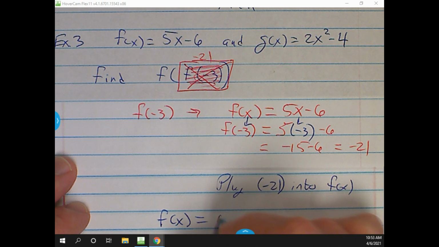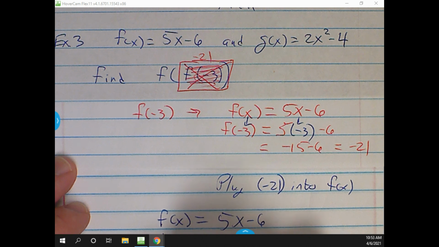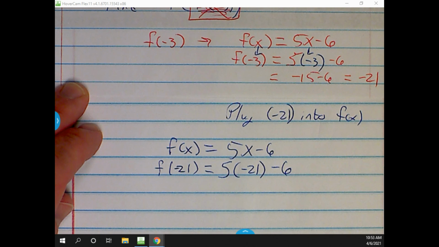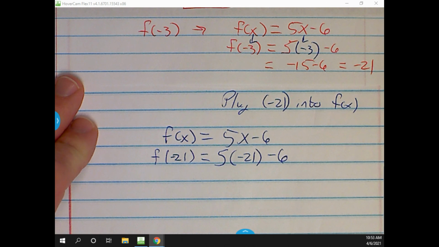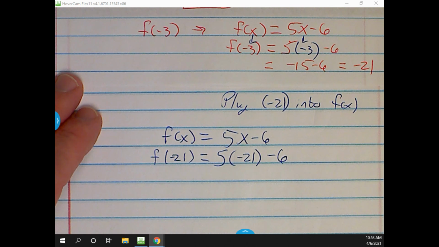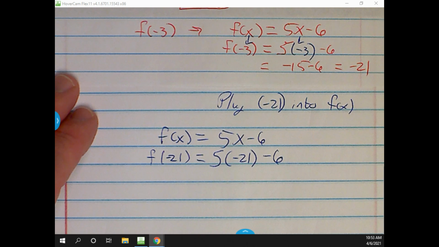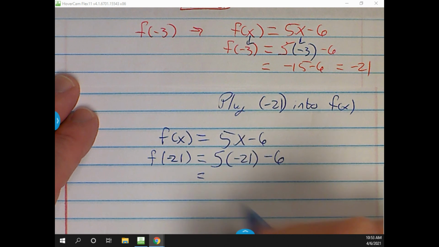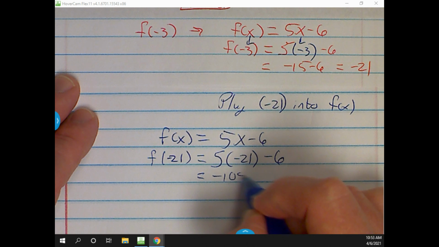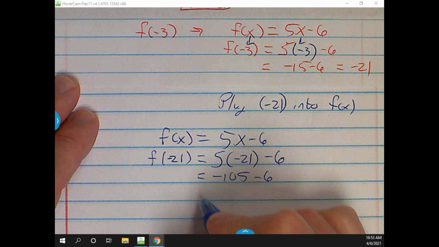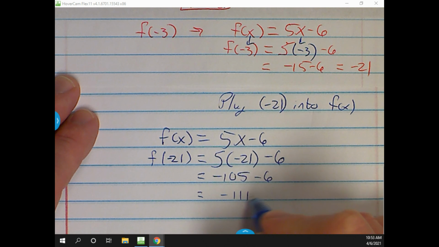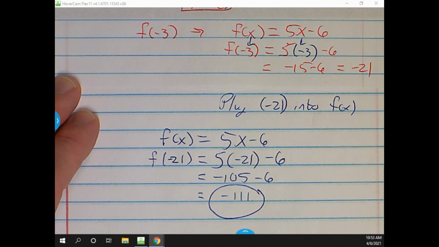So f of x was 5x minus 6. We're going to plug in negative 21. So that's 5 times negative 21 minus 6. Again, it's not hard. It's just that sometimes it throws people off, because what do they do with the g? Well, they didn't do anything with it. It's just there to see if they can trick you. 5 times negative 21 is negative 105, minus 6. So the final answer in that case would be negative 111.